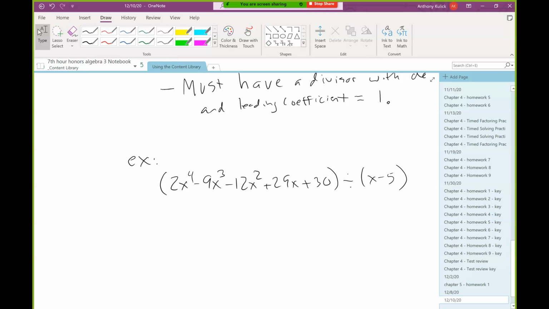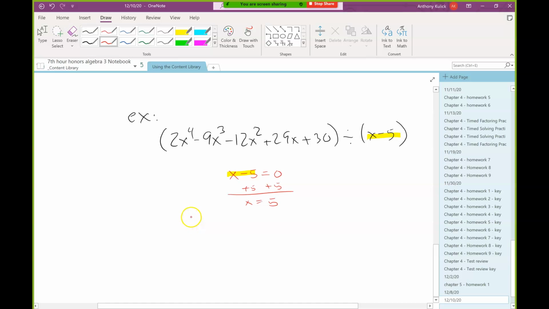Okay. So the first thing we're going to do is start by taking the divisor, setting it equal to 0, and then solving. It's pretty trivially easy to do.